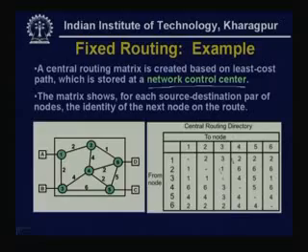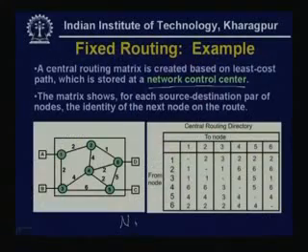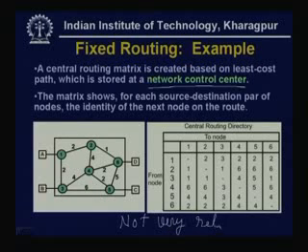This particular approach, this centralized control, has one drawback. The drawback is if this network control center fails, then everything will collapse. That means the routing cannot be done. As a consequence, it is prone to failure. That means it is not very reliable. So, it is not a very reliable approach.